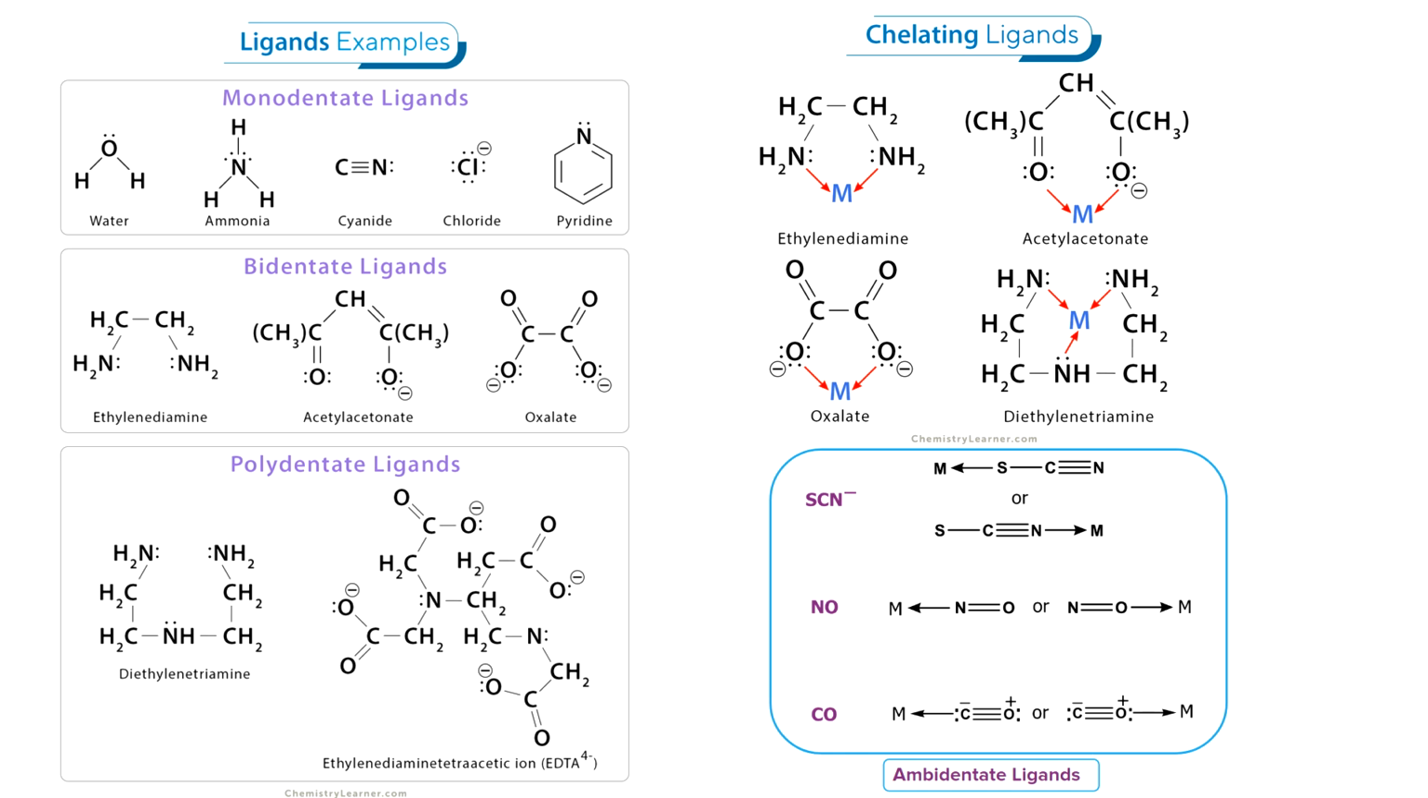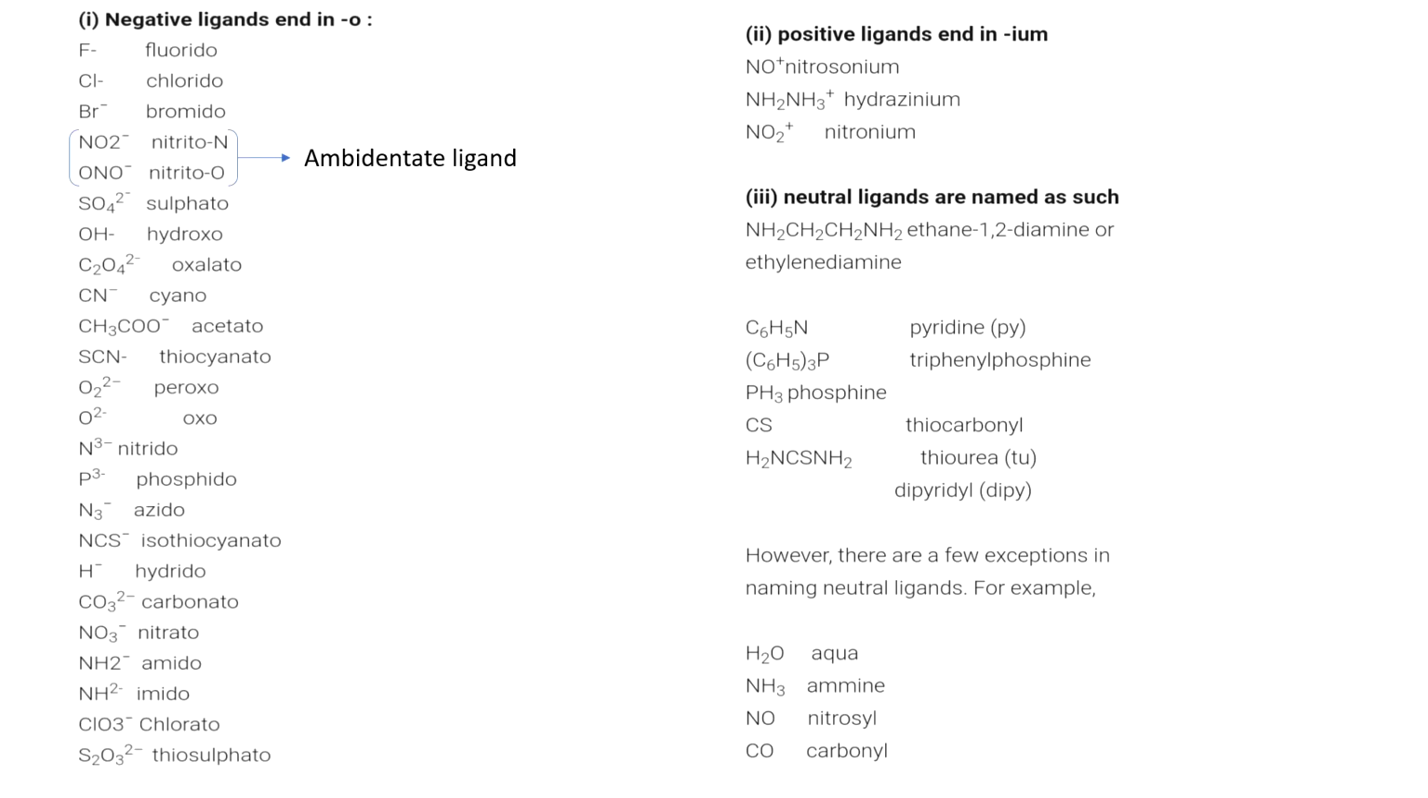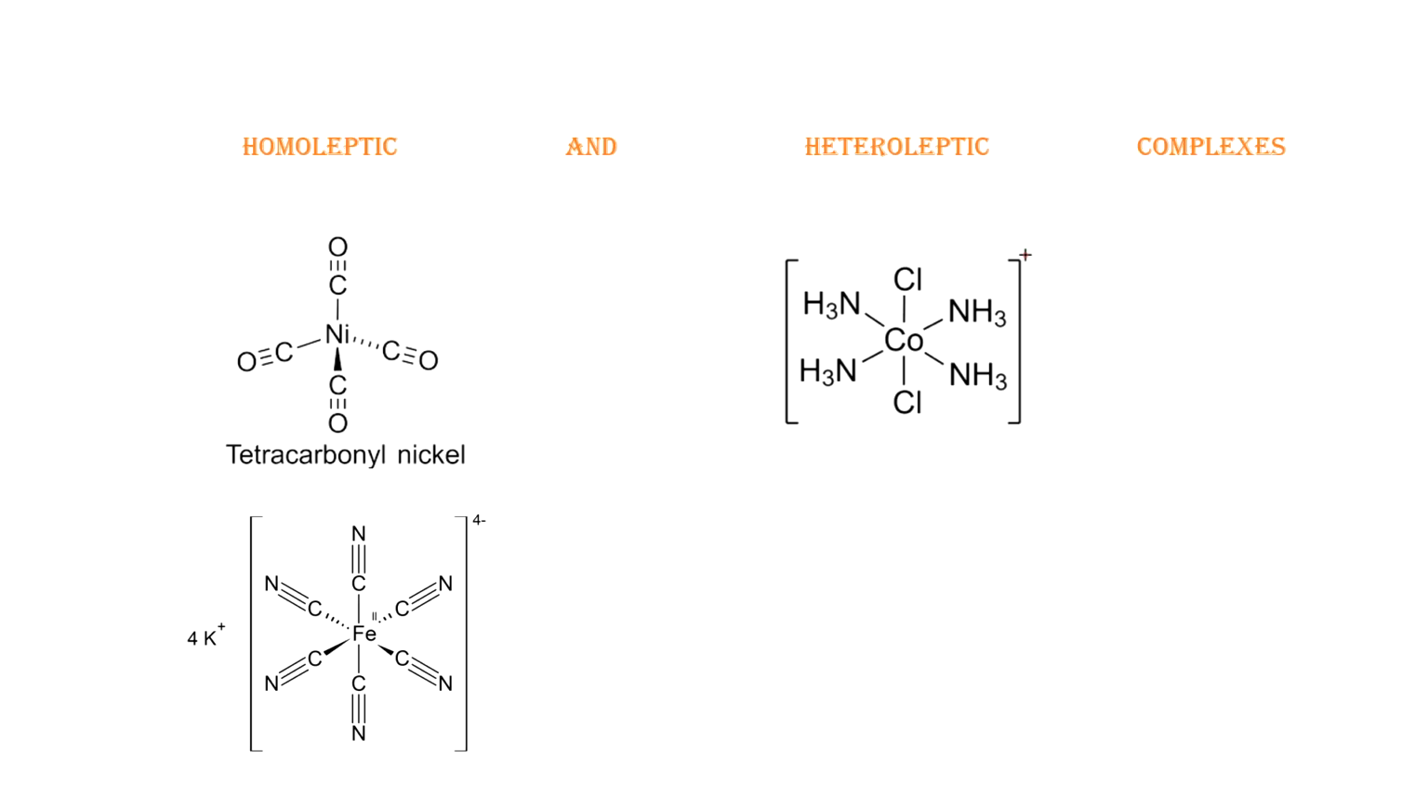I hope you understood the different types of ligands in coordination compounds. Ligands can be negatively charged, positively charged or neutral, and a list of many such ligands is given here.